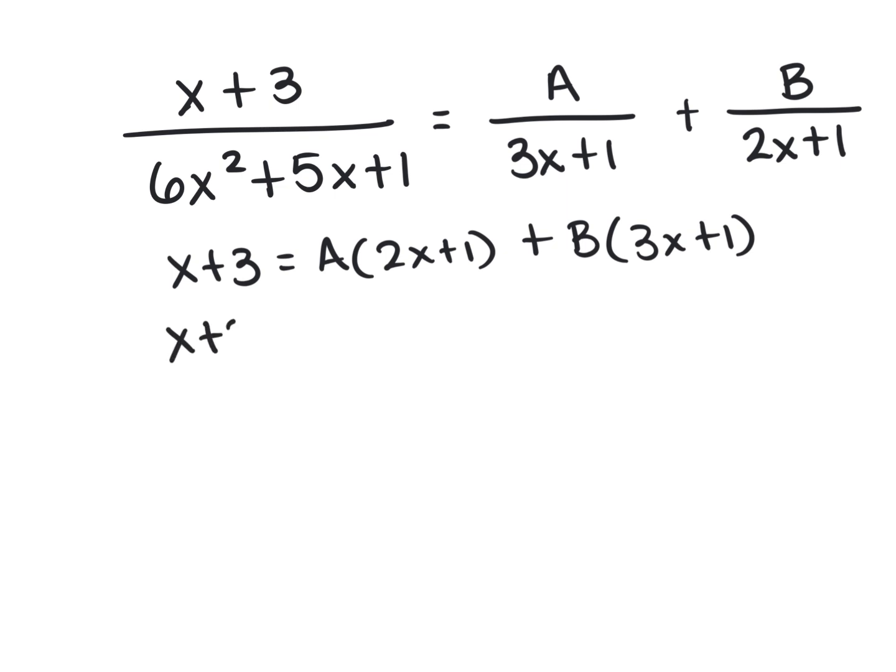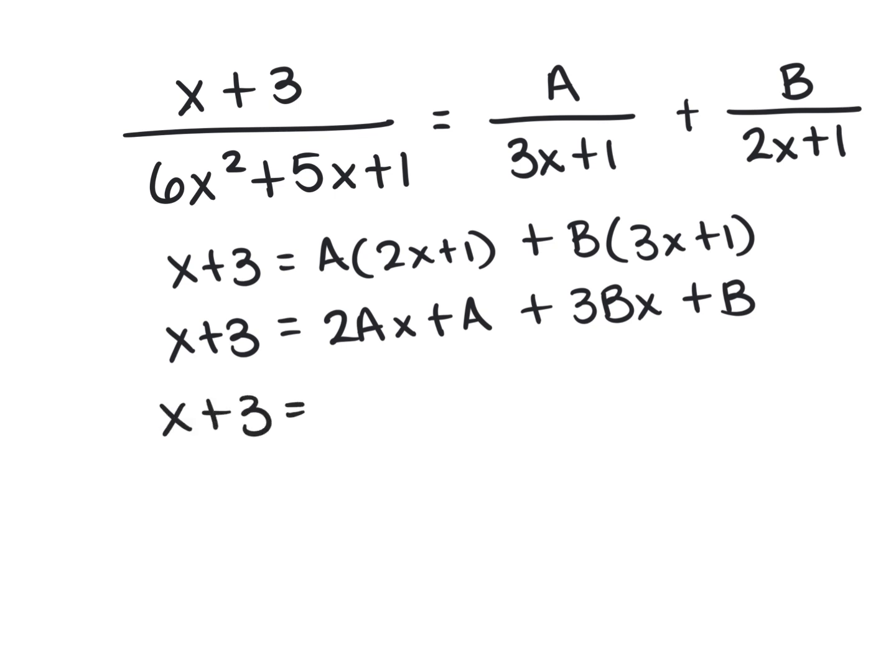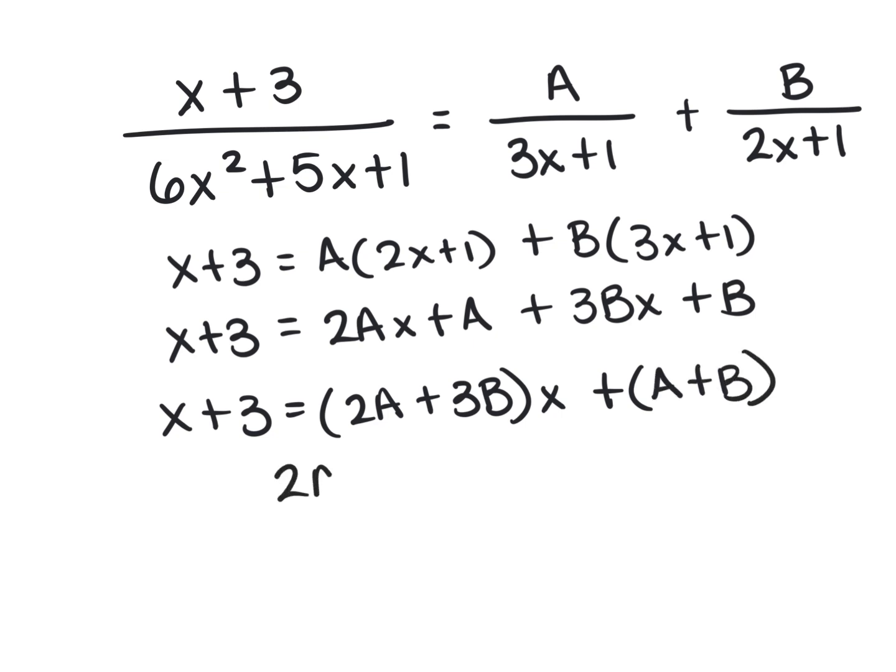So we still have the x plus 3. This side we have 2ax plus a plus 3bx plus b. And we collect our like terms. So we have 2a plus 3b times x, or in front of x rather, that's the coefficient. And then my constant, of course, would be what's left, so that's a plus b. So 2a plus 3b is equal to, the coefficient on x over here is, of course, 1. And then we have a plus b is equal to 3.